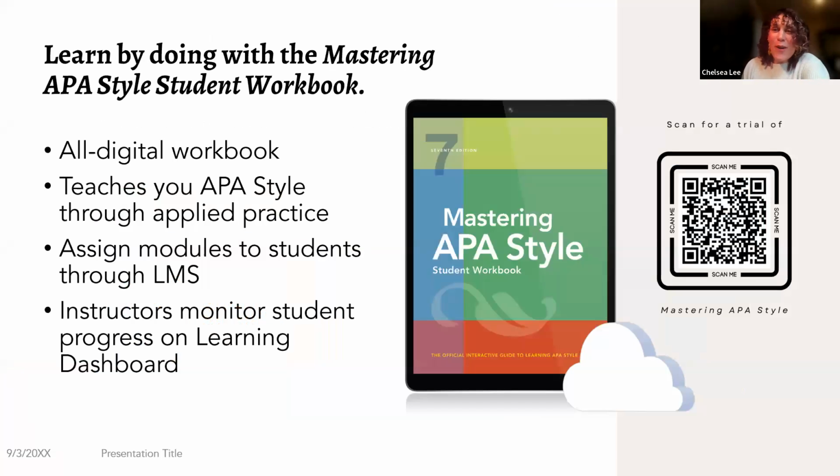We also have an awesome product called the Mastering APA Style Student Workbook. This is going to teach you APA style through doing it. It's all online. We used to have a paper workbook, but that is no more. It teaches you APA style through applied practice. There are questions, and to know the answer, you have to go look it up in the manual. Over time, in doing that, you start remembering what the answers are. And you also learn how to use a reference book, which is sometimes not a skill that everybody is born knowing how to do.